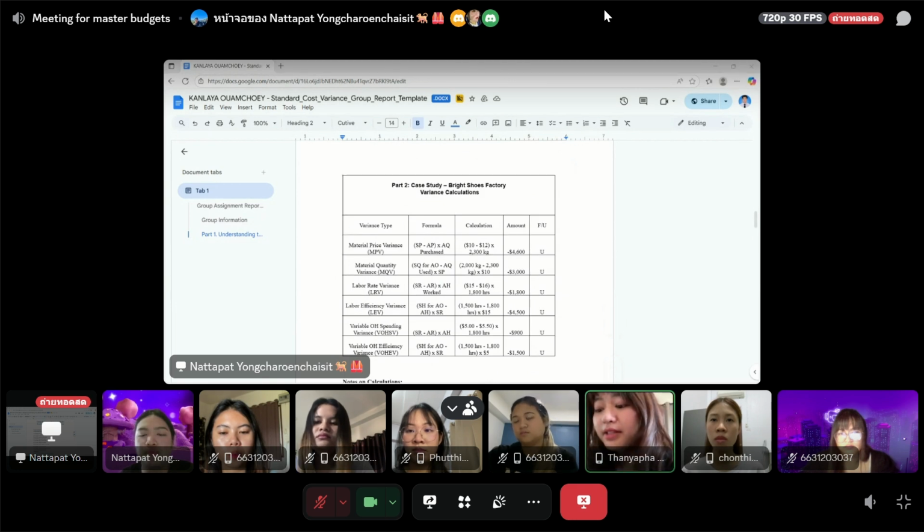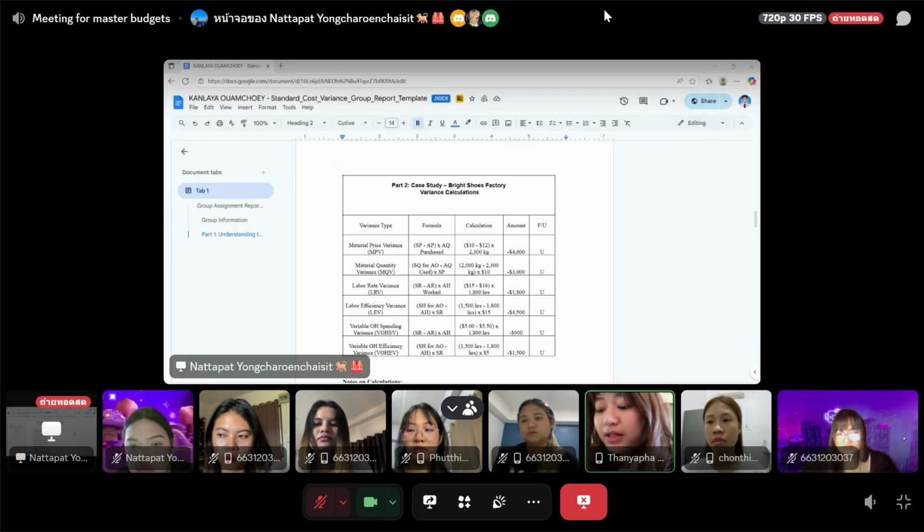Okay, so the story with material is a double whammy. We have two problems, price and quantity. The first one is material price variance. This tells us if we paid more or less for our material than planned. Our standard cost was 10 per kilogram, but we actually paid 12. We used 2,300 kilograms for the production. The calculation is (10 - 12) x 2,300 kilograms = -4,600. This is a clear 4,600 unfavorable variance. We simply paid too much for every kilogram of material we bought.